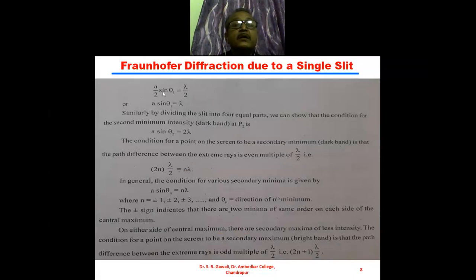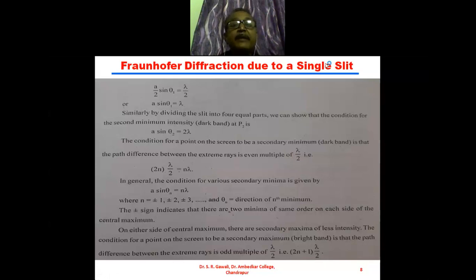Now, we will substitute the value of CD. So A by 2 into sine of theta 1 is equal to lambda by 2. So here the 2 gets cancelled and we get A sine theta 1 is equal to 1 lambda. Similarly, what we do, we will divide the slit AB into 4 equal parts. Similarly, dividing the slit into the 4 equal parts.